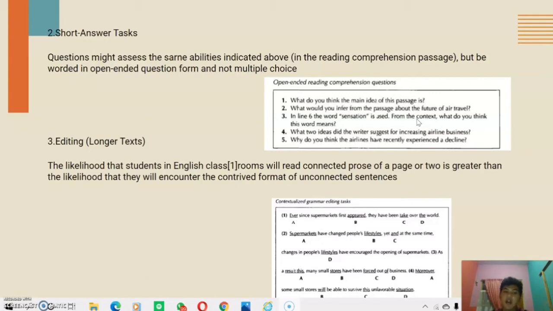And the third one is editing longer texts. The likelihood that students in an English classroom will read connected prose of a page or two is greater than the likelihood that they will encounter the contrived format of unconnected sentences. Third, if the test designer can draw up specifications for a number of grammatical and rhetorical categories that match the content of the course, for a total of 32 to 56 items in the editing test, he was able to offer teachers a computer-generated breakdown of performance in the following categories. The first one is sentence structure, verb tense, noun or article features, modal auxiliaries, verb complements, adjectives, and passives. These categories were selected for inclusion from a survey of instruction, syllabi in writing courses, and previous workshops.